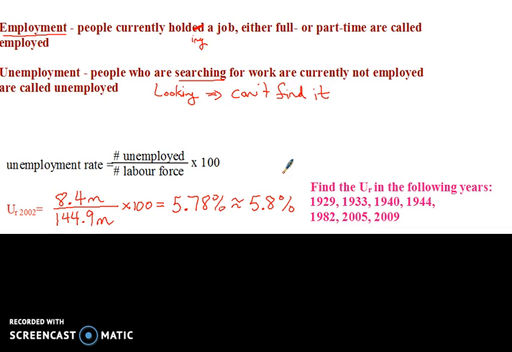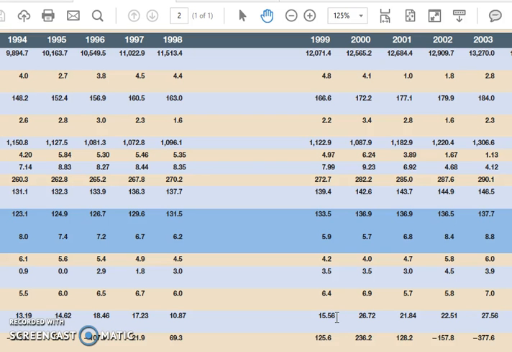So let me just go back to that chart again. If I go back to that big chart, we can see in 2002, there were 144.9 million people in the labor force. 8.4 million of them were unemployed, and the unemployment rate, there it is on the next line, was 5.8%. Now, what is considered to be a low or a high unemployment rate? Let's just take a look at some select years.